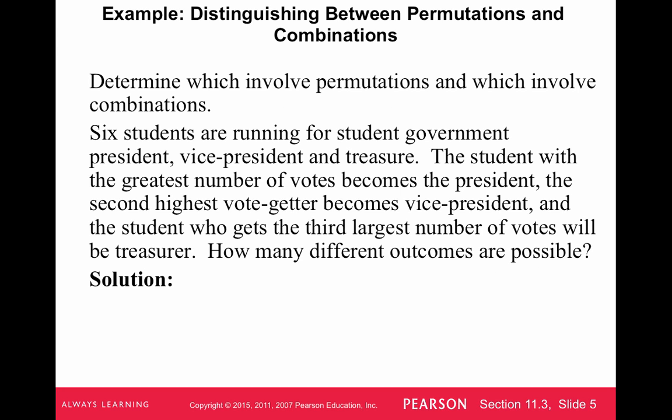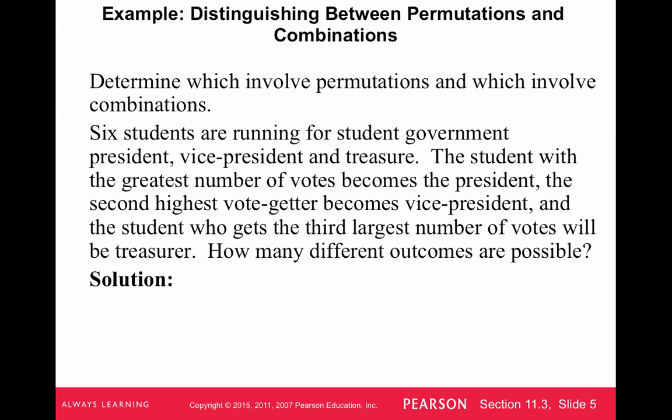So it says determine which involve permutations and which involve combinations. So 6 students are running for student government, president, vice president, and treasurer. The student with the greatest number of votes becomes the president. Second highest votes becomes the vice president, and the student who gets the third largest number of votes will be the treasurer. How many different outcomes are possible?